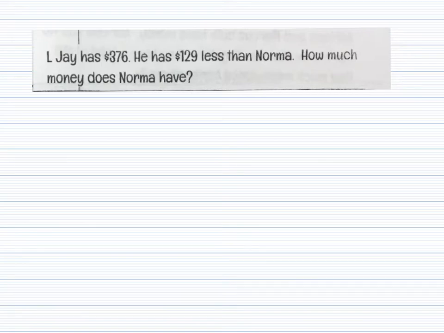Okay, so I'm going to look at the information that it gives me. Let's see what it tells me. It says that LJ has $376. He has $129 less than Norma. So my two people I know are LJ and Norma. And it's asking me how much money does Norma have. Okay, so I have to focus on Norma. Norma's going to be my answer.